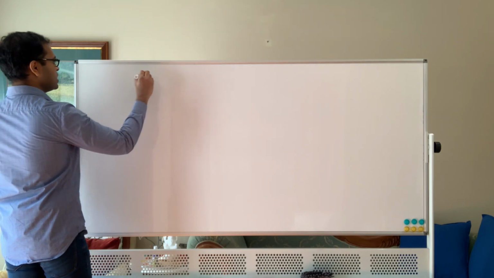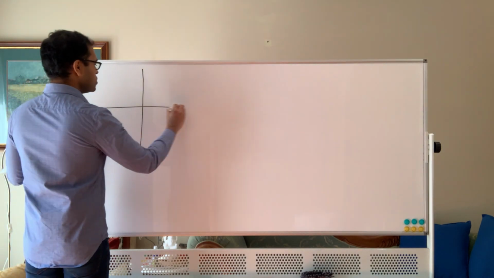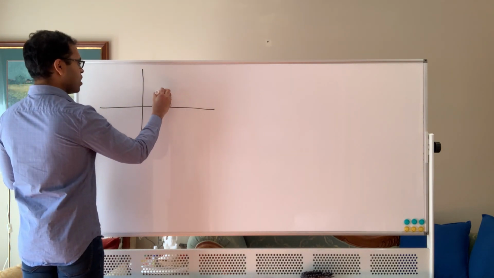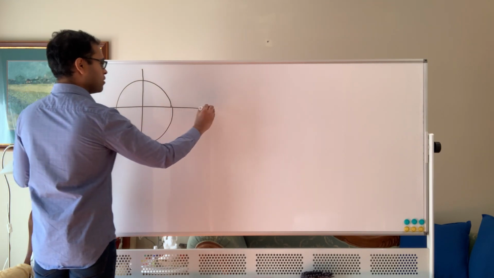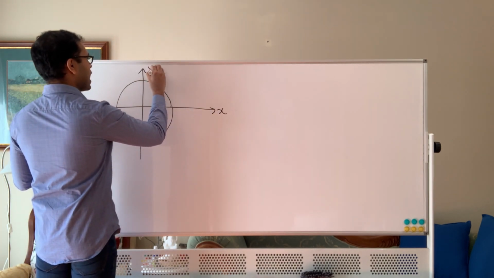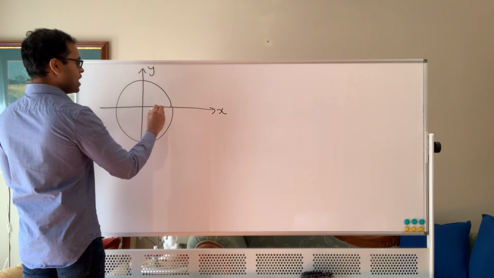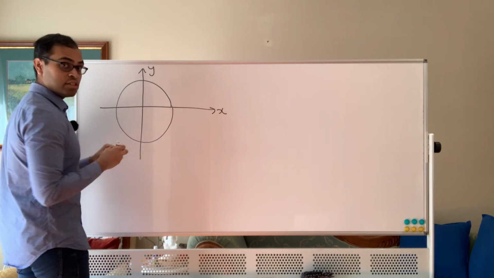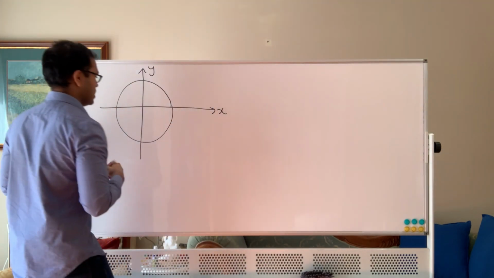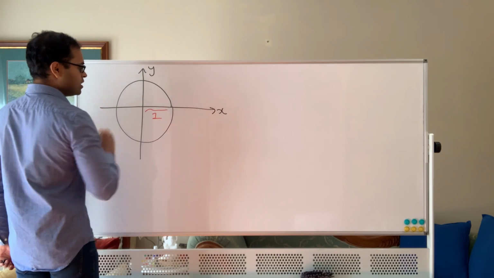But let's first think about what cosine and sine are. The idea behind cosine and sine is we draw the unit circle in the xy plane. Unit circle means the radius of the circle is 1. So I can draw this by saying that the radius is going to be 1 like this.